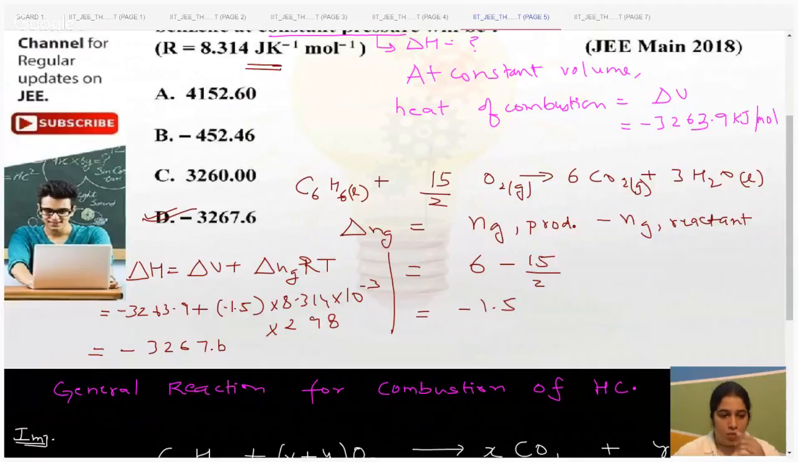So what did we do in this question? We needed to find delta H. We have delta U, that is at constant volume. We have the heat transfer at constant temperature, at constant pressure. We need to find it out. That is delta H needs to be found out. We want the equation for combustion of benzene. I've given you a general equation. You should remember it, and just substitute the values. You'll get your answer.